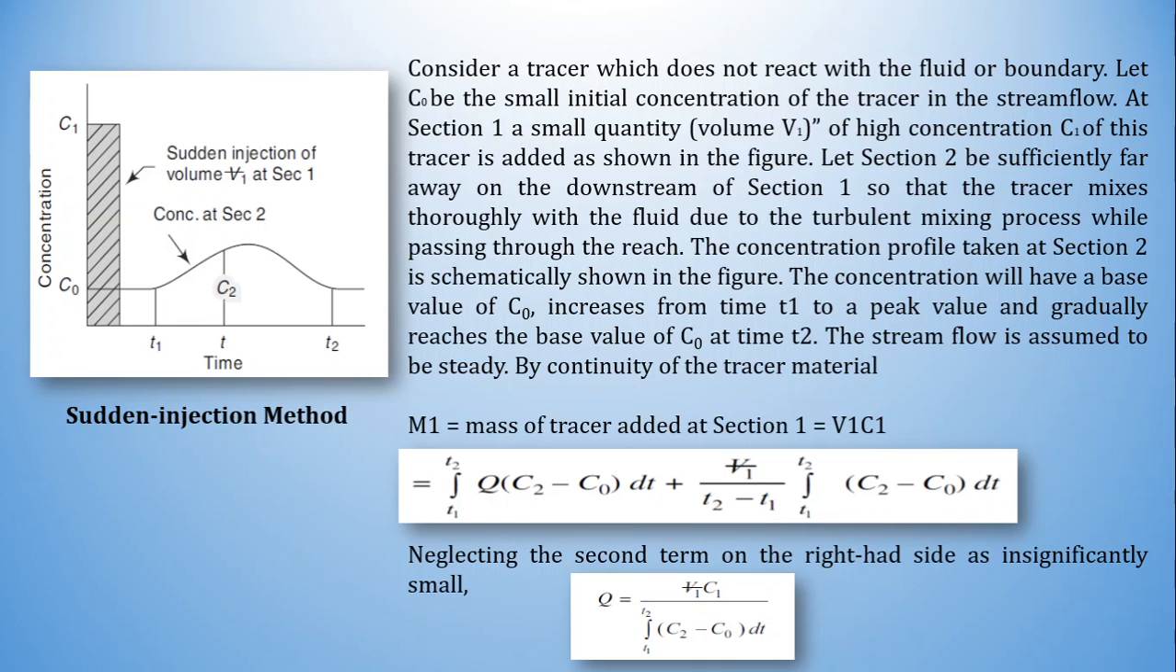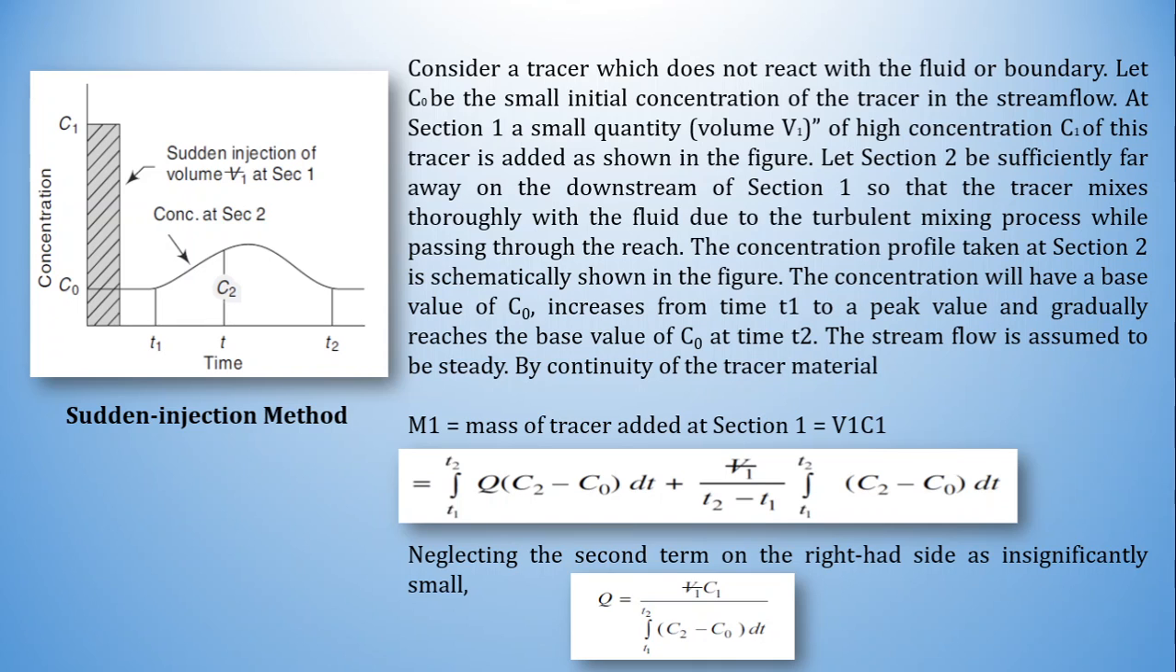So initially, volume V1 of concentration C1 of the tracer is added at section 1, as shown in the figure. Let section 2 be sufficiently far away on the downstream side of section 1 so that the tracer mixes thoroughly with the fluid due to the turbulent mixing process while passing through the reach. The concentration profile taken at section 2 is schematically shown in the figure.